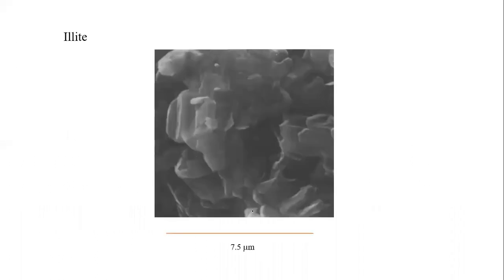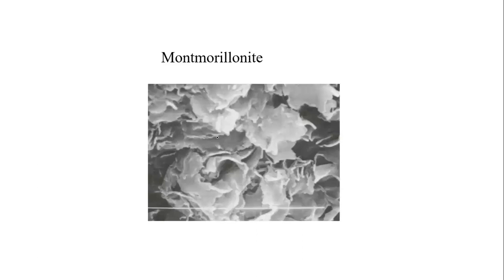So this is what I'm saying. These are the electron microscopic images. You can see what the shape is. This is the illite, a 1:1 type, in the 71 micrometer range. And this is a montmorillonite. We can see montmorillonite is a 2:1 type. We can see some gaps between the layers. These are the layers, and we can see the layer shape.